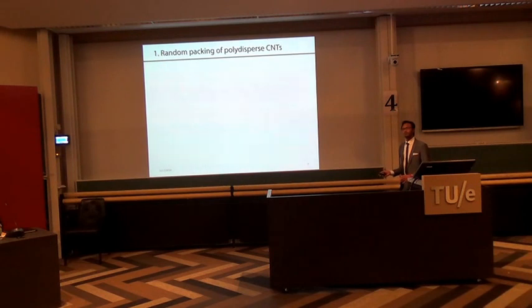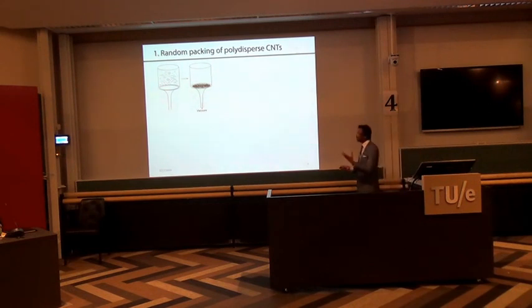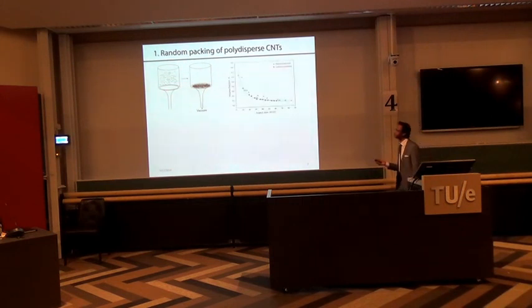With this toolbox, now I'm going to study carbon nanotube packing and electrical conductivity. In the first example, we chose to study the random packing of polydisperse carbon nanotubes. Here, the carbon nanotube network was prepared by appropriately mixing the dispersed carbon nanotube dispersion and vacuum filtering it.